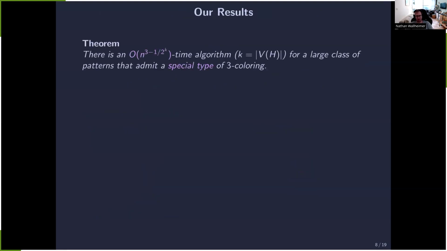We managed to show that for a large class of patterns that have a special type of 3-coloring, so these are 3-colorable patterns, but they admit also a special type of 3-coloring, there is a strongly subcubic algorithm running in n to the 3 minus 1 over 2 to the k time. K is the number of vertices in H. In particular, it gives a complete classification for all patterns of size less than 9.